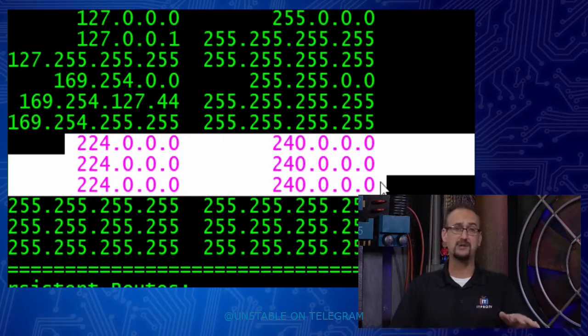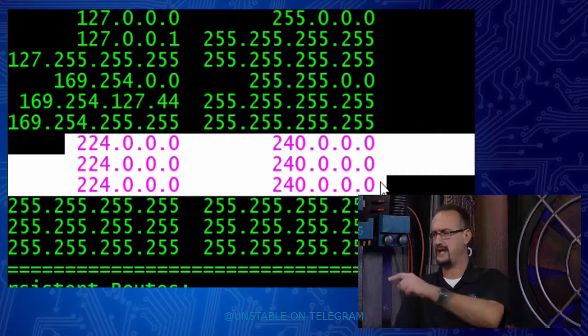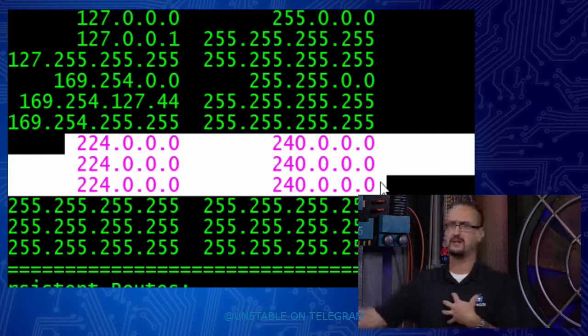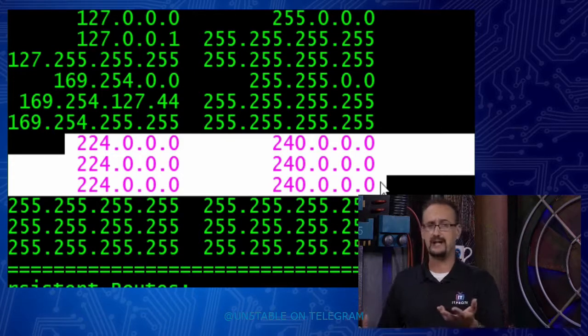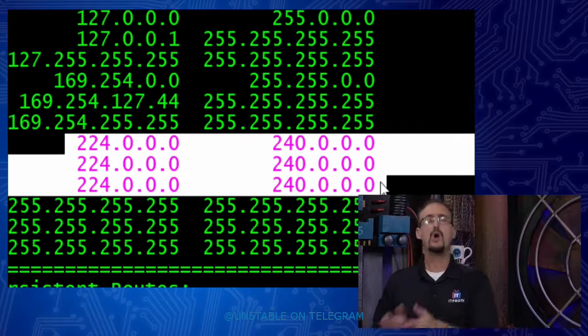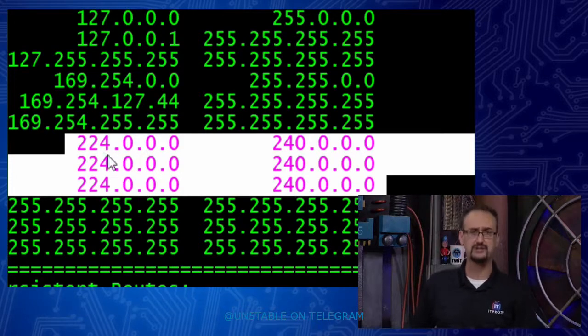But the D range is the multicast range, and that's never allocated to any one computer. If I'm an ISP, Zach doesn't come to me and say, hey, I need internet access, and then I give him a multicast address. All of your computers use these addresses.